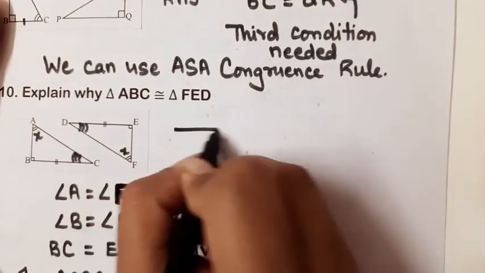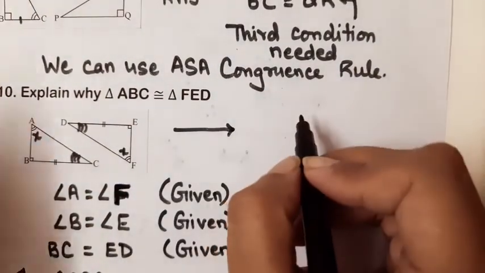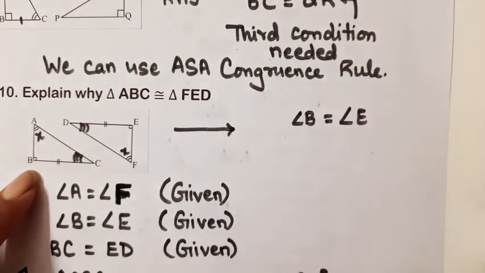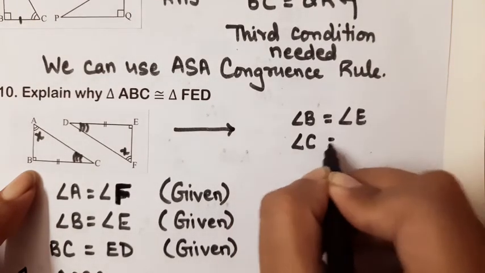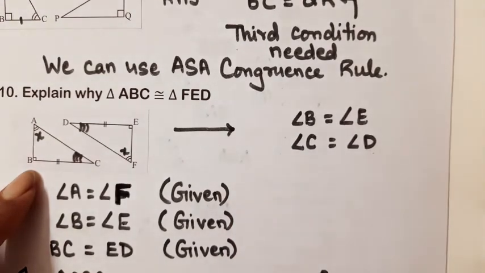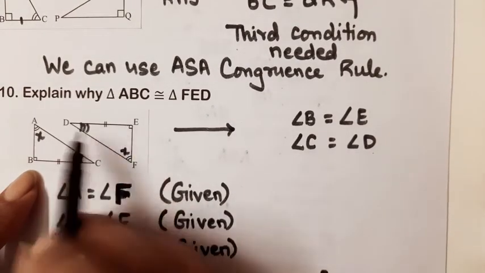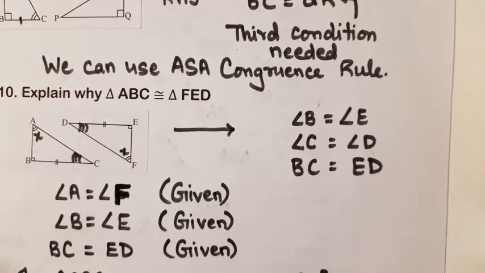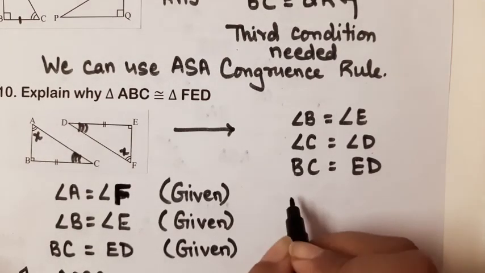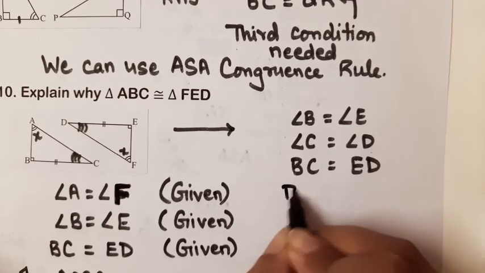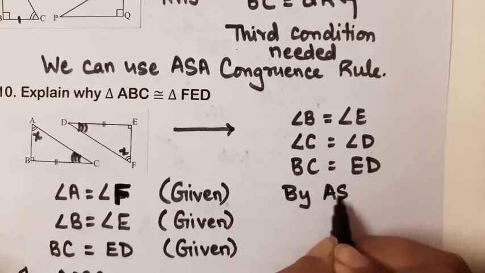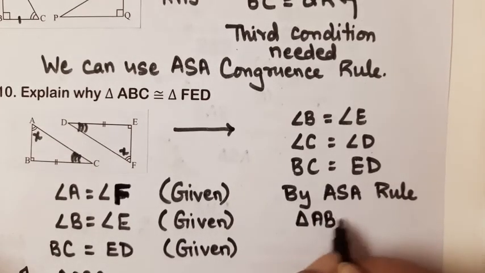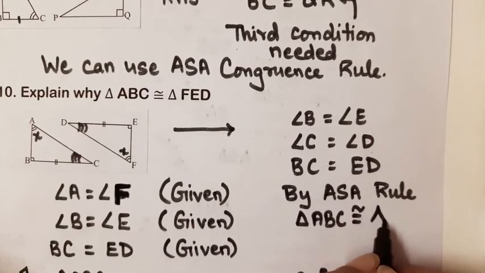Now what can we say? Now what can be the three pairs of equal parts? Now we can say that angle B equal to angle E, 90 degree each. Angle C is equal to angle D. We have just found that they are equal. And BC is equal to ED. Now the triangles are congruent by which rule? By ASA congruence rule.